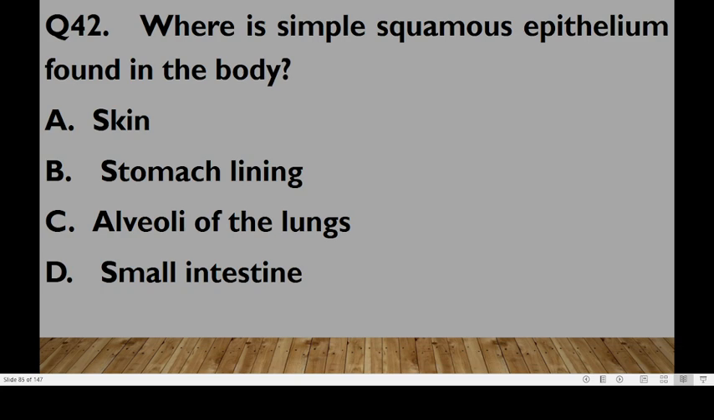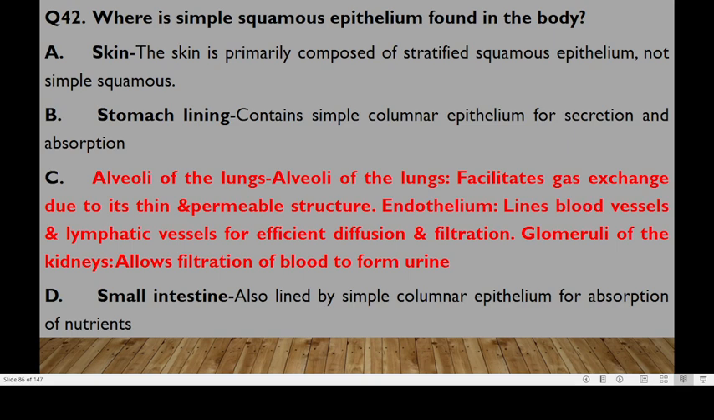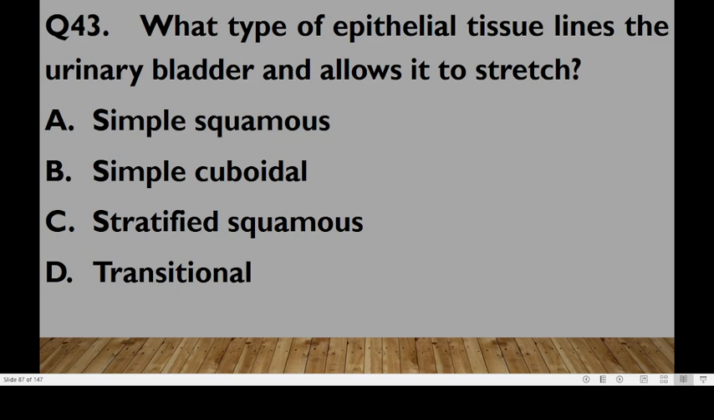Where is simple squamous epithelium found in the body? Simple squamous should facilitate diffusion, guys. If you look at the options, I think alveoli in the lungs will be very essential, because this type of epithelium is going to facilitate gas exchange due to its thin and permeable structure. It can also be found in blood vessels, where it lines blood vessels and lymphatic vessels for efficient diffusion and filtration. Also in the glomeruli of the kidneys, as this will allow filtration of blood to form urine.